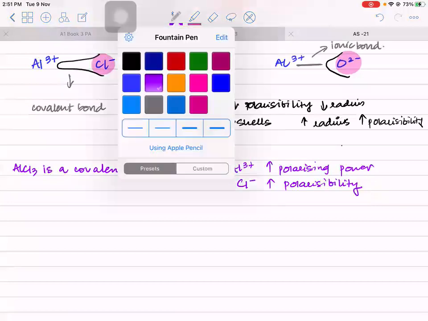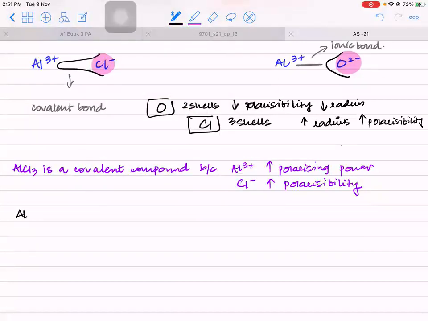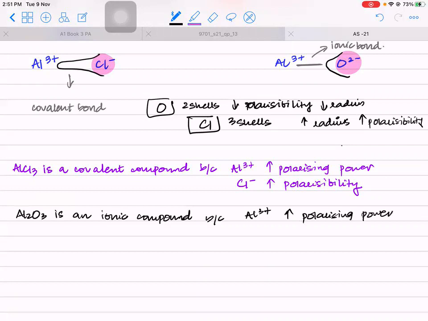On the other hand, you have aluminum oxide. Aluminum oxide is an ionic compound. And why is that? Because aluminum has high polarizing power, yes, but oxygen has low polarizability. So they remain ionic. Clear?